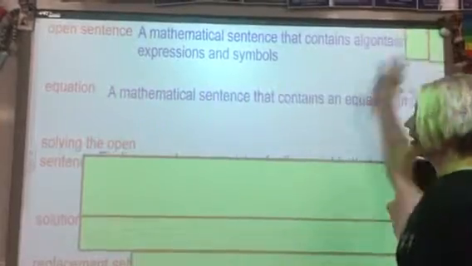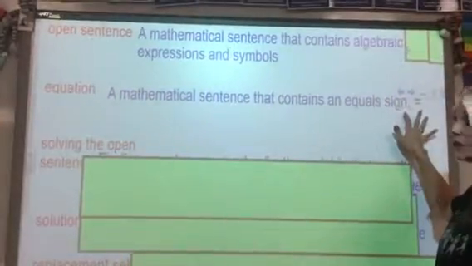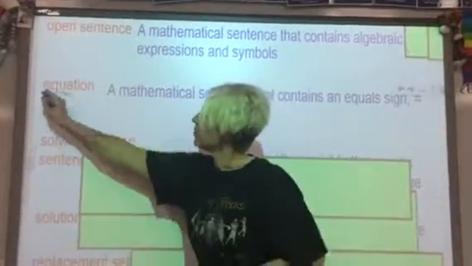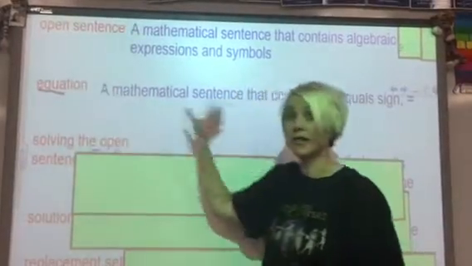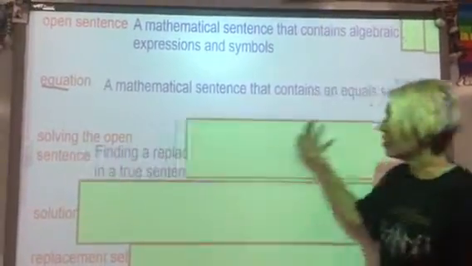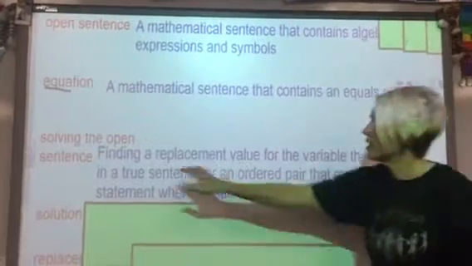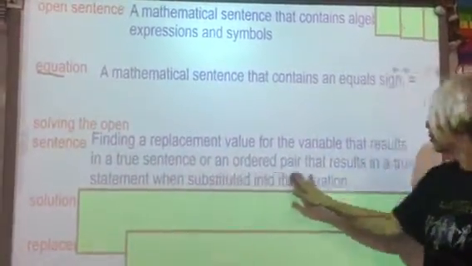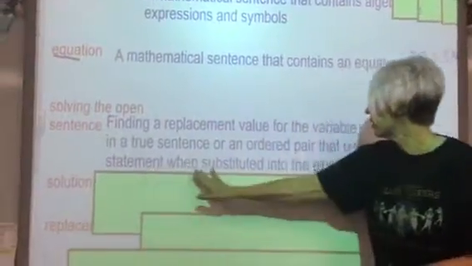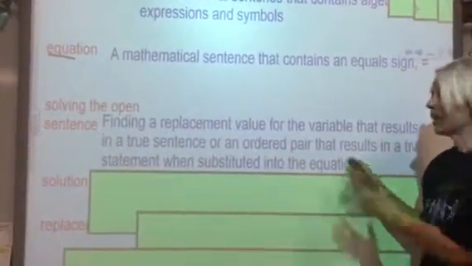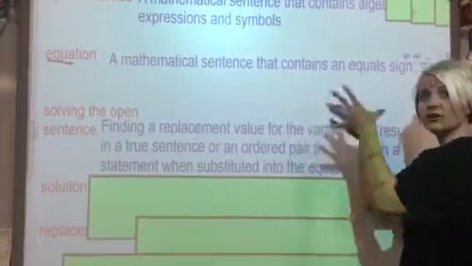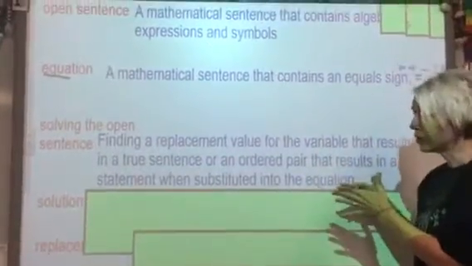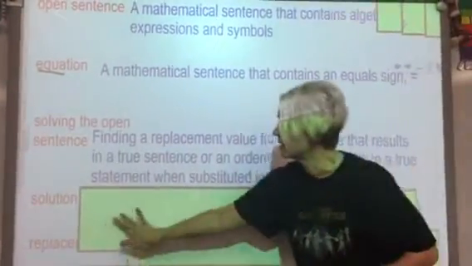An equation is a mathematical sentence that contains an equal sign. So you see this four letters here, equal, so we know it's going to be equal on both sides. Solving the open sentence is finding a replacement value for the variable that results in a true sentence or an ordered pair that results in a true statement when substituted into the equation. We're going to substitute values into an equation to see which ones work, and that's called solving the open sentence.